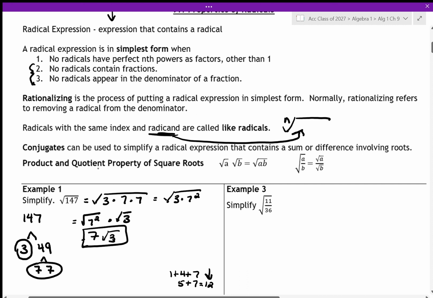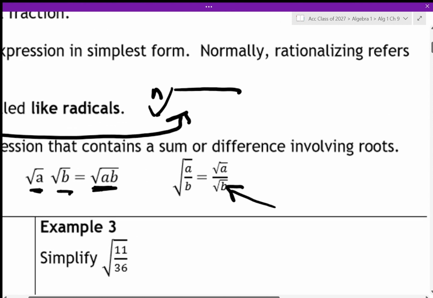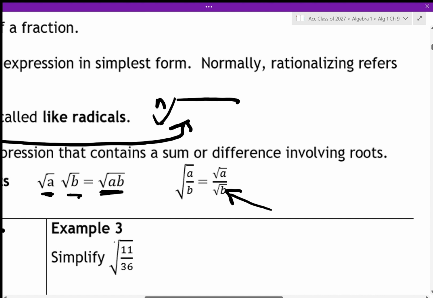There's also the product and quotient properties of radicals, or square roots, or any kind of radical. If you have a root AB together, you could split them up and have root A and root B, and that's what I did down here with the root 7 squared and the root 3. Maybe even more importantly here is you can break them up over a fraction. Like in example 3, we can see how the A and the 11 match together. So we'll go ahead and do example 3 here.